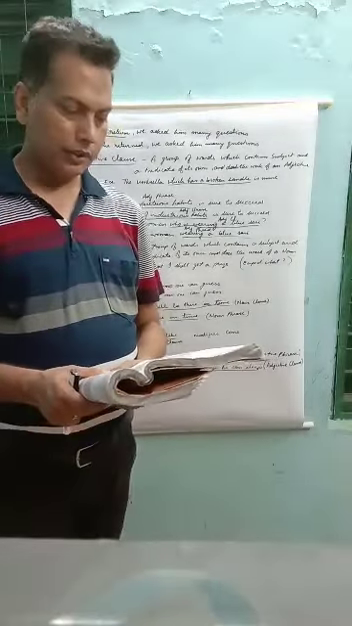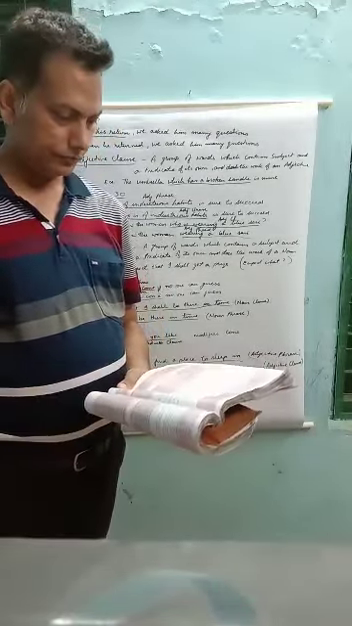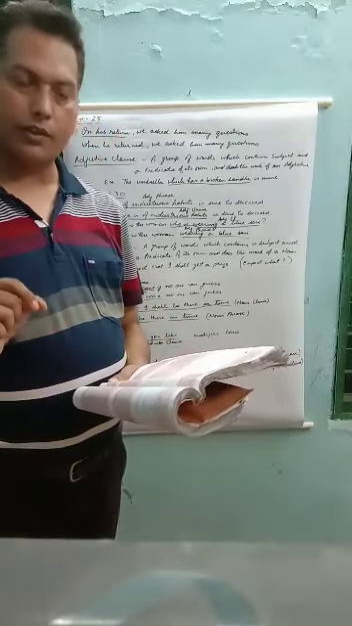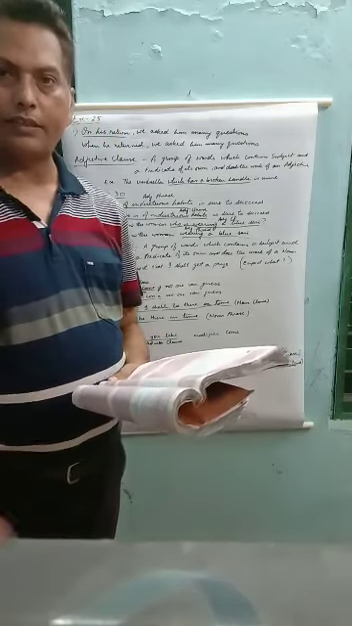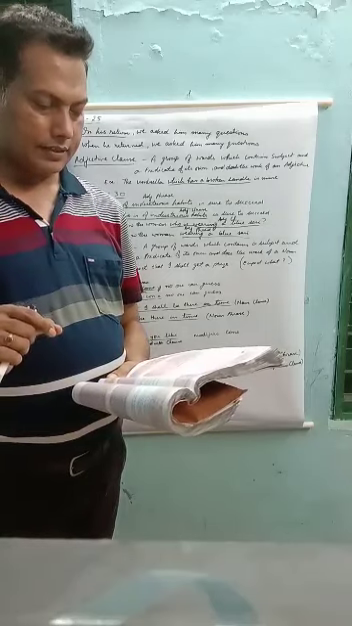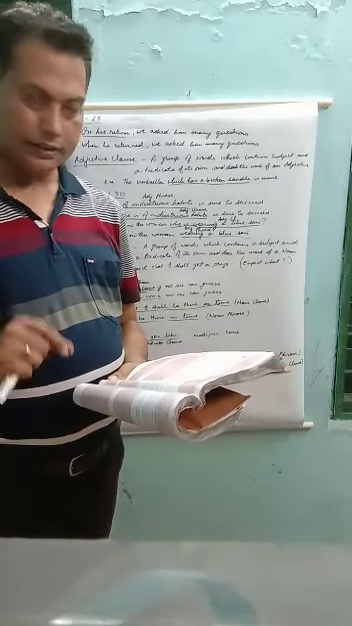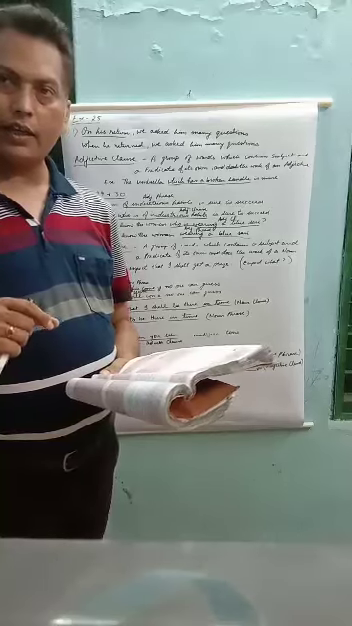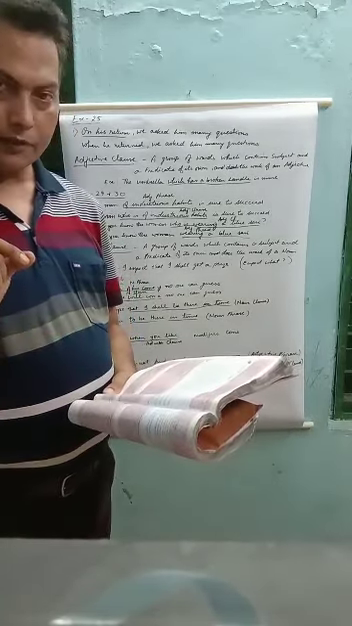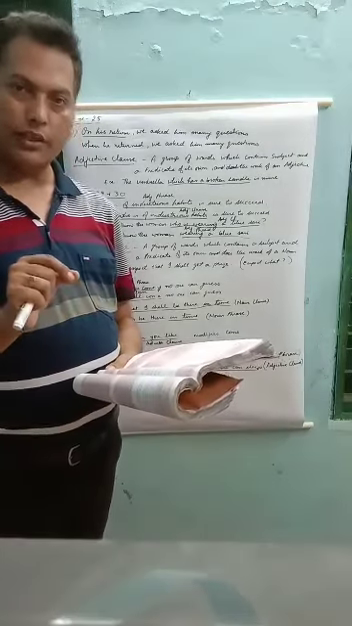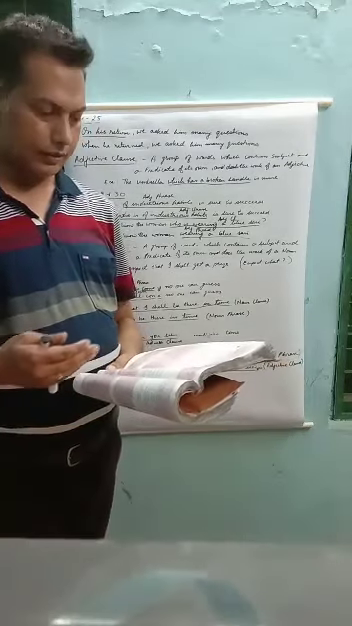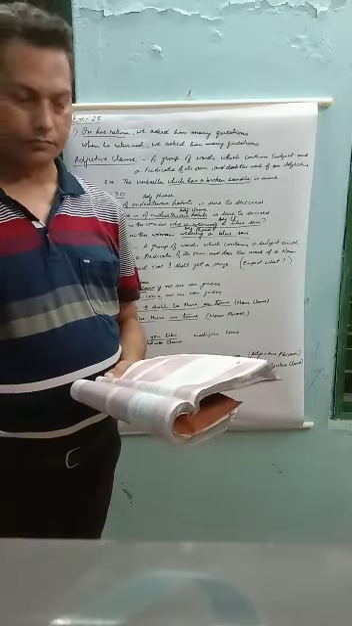Now let's come to exercise 23. In this exercise, they have asked you to pick out the adverb clause in the following sentences. Let's do the first one. You may sit wherever you like. In this sentence, wherever you like is the adverb clause. So you need to underline it. In the same way, the rest of the questions can be done.